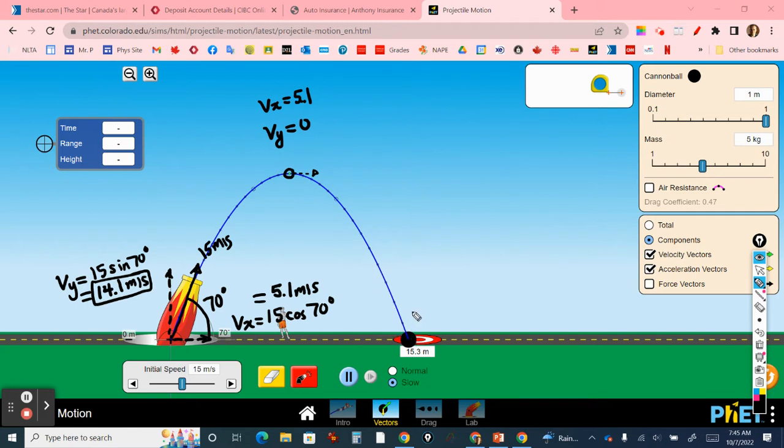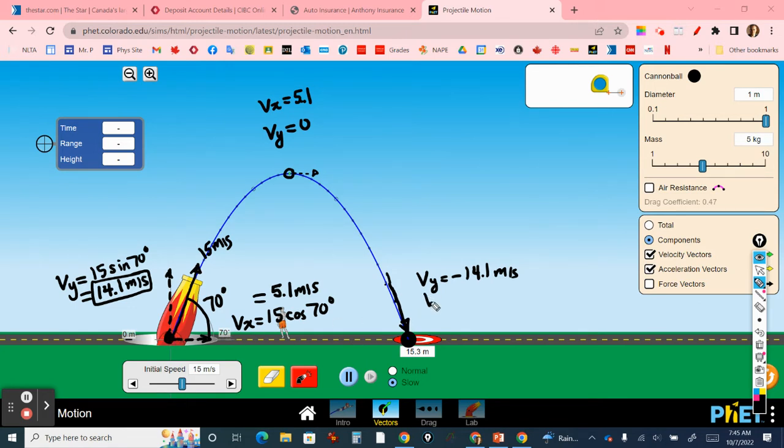And when it eventually reaches the ground right here, I'm going to try and draw this arrow the same way that it's drawn at the beginning. At this point, now we have a Vy of minus 14.1 meters per second because it's going to gain back all of that vertical speed because it's back to the same level that it was launched at.